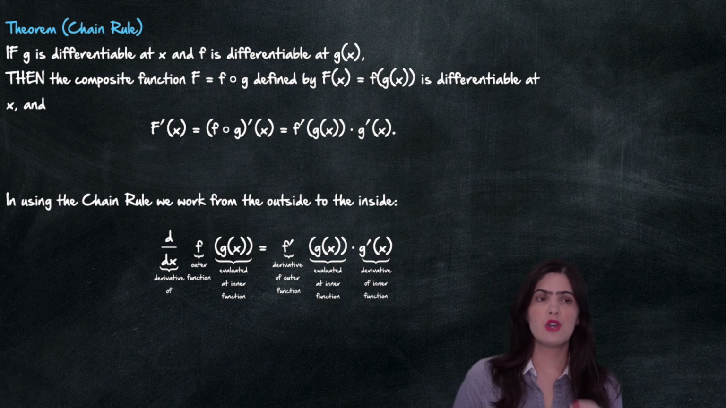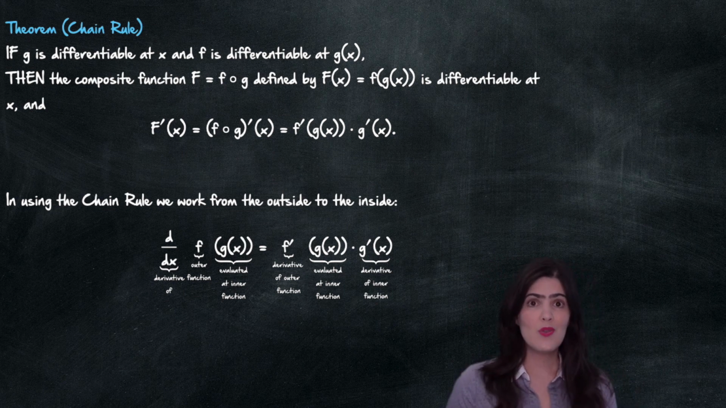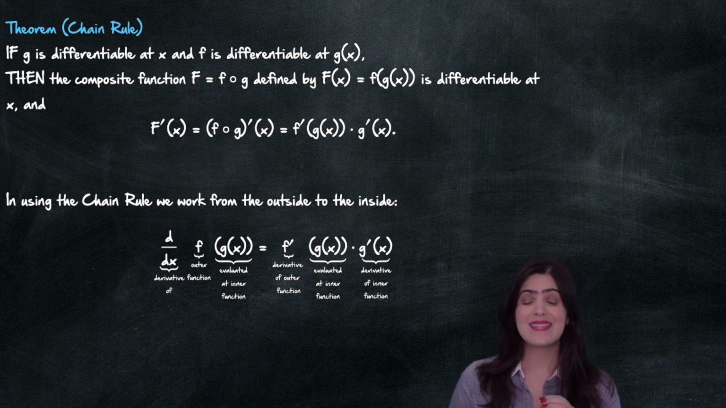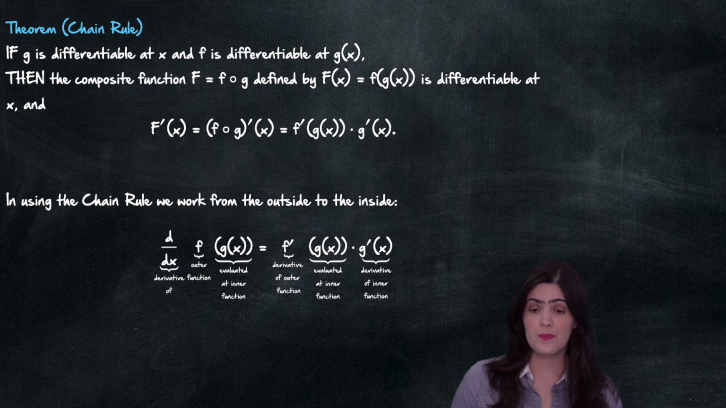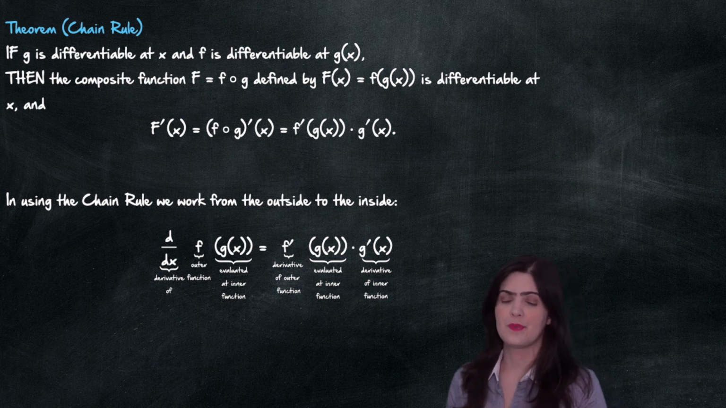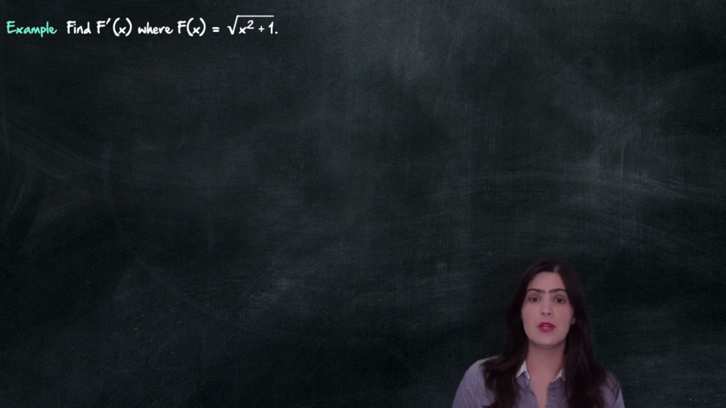So using the chain rule, we work from the outside to the inside. So if I want to do the derivative of the function f of g of x, what we do is we take the derivative of the outer function evaluated at the inner function times the derivative of the inner function. So let's see how we do it in an example.